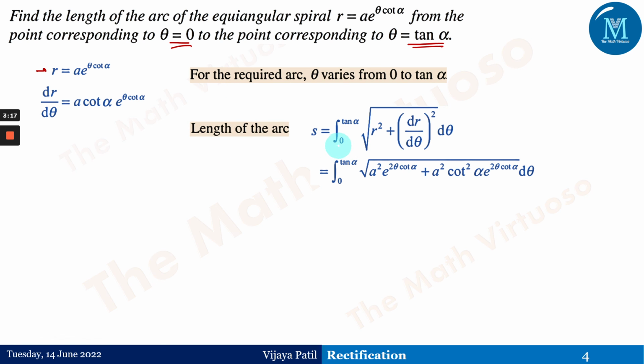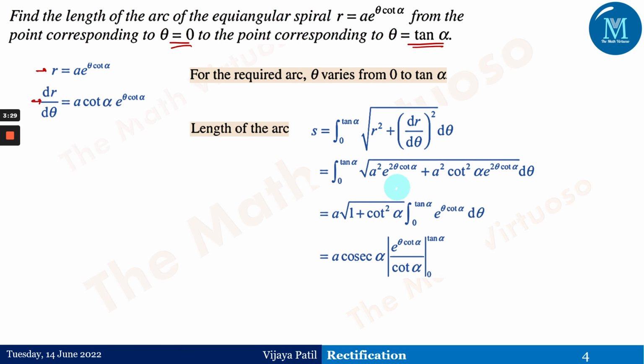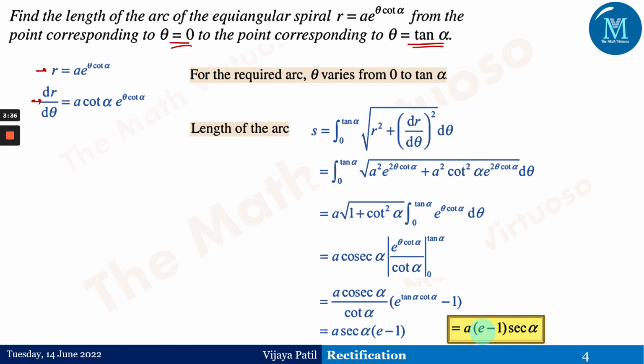the length of the arc is nothing but the integral from 0 to tan alpha of square root of r square plus (dr upon d theta) the whole square, d theta. Putting the values of r square and dr upon d theta from the first and the second, we get this. Moving with the very simple integration part, we reach the final answer as a into (e minus 1) sec alpha.